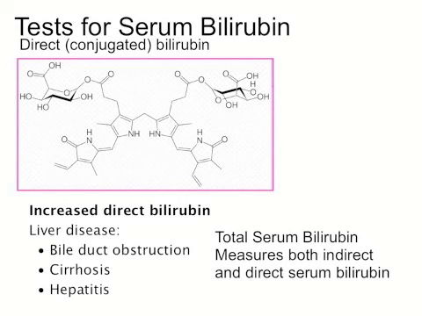Now, total serum bilirubin measures both indirect, unconjugated, and direct, conjugated bilirubin. And to figure out the differing components, one subtracts the direct from the total to get the indirect.